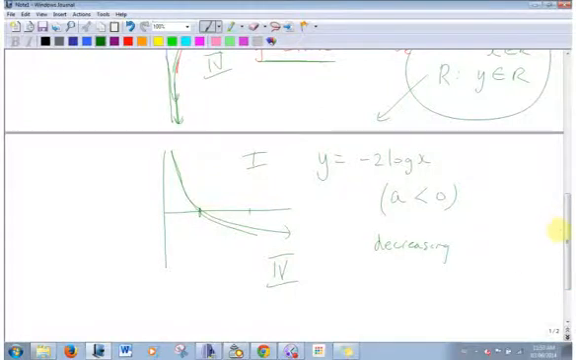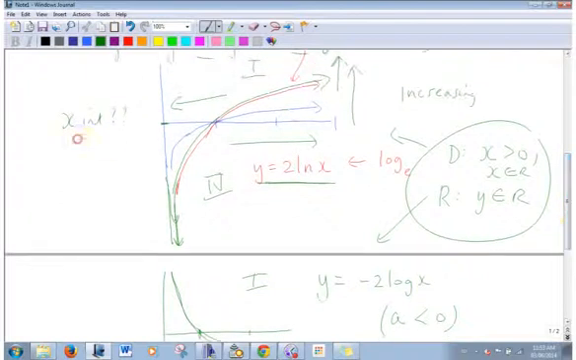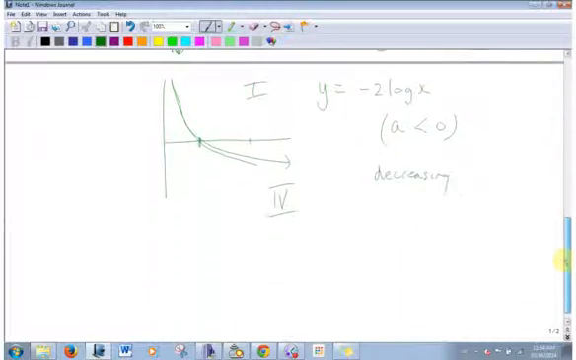Domain, range, x-intercept. What's the y-intercept? Well, if the y-axis is an asymptote, where is it going to cross it? Trick question. It doesn't. Okay, so the x-intercept is 1 always, no y-intercept, because it's an asymptote. Okay, that's about it. What is an asymptote? A line that gets closer and closer and closer, but never touches it.